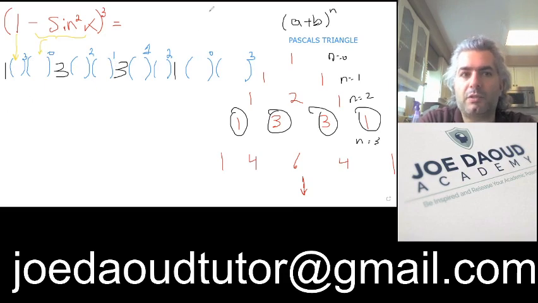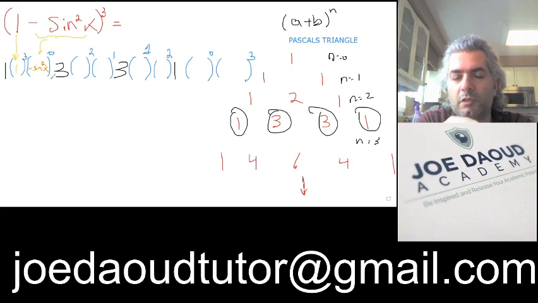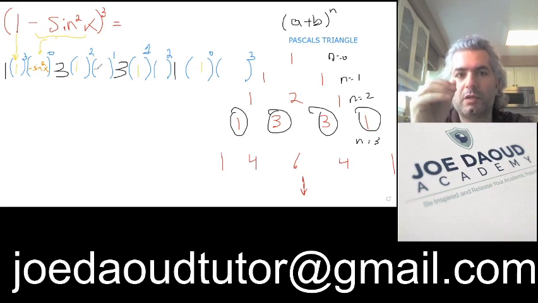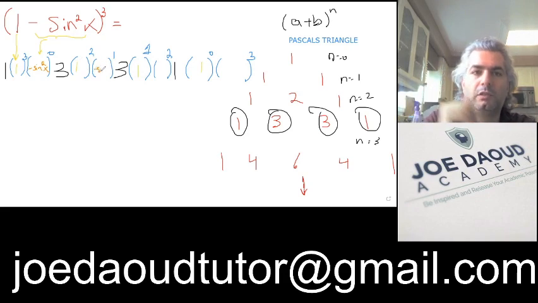What I'm going to do next is fill in each parenthesis with its specific term. The first one is going to be the first term, and the second parenthesis is going to be the second term. So my first term is 1. My second term in the binomial is negative sine squared x. So in each parenthesis, I'm going to replace them by the first and second terms. In between each set of values, we're going to put a plus sign. So I will include that.